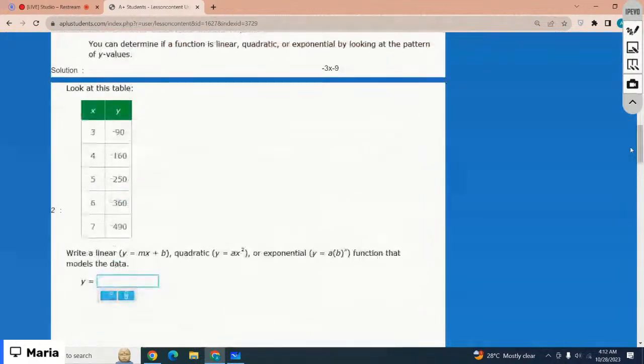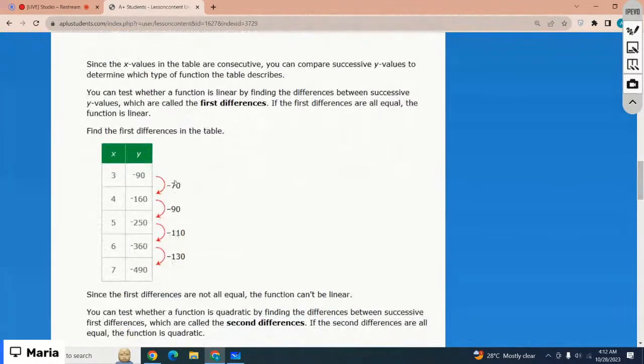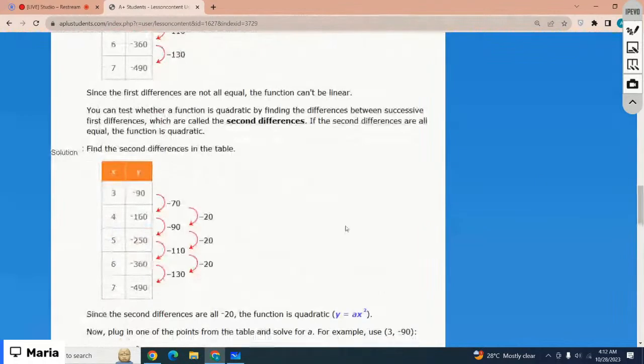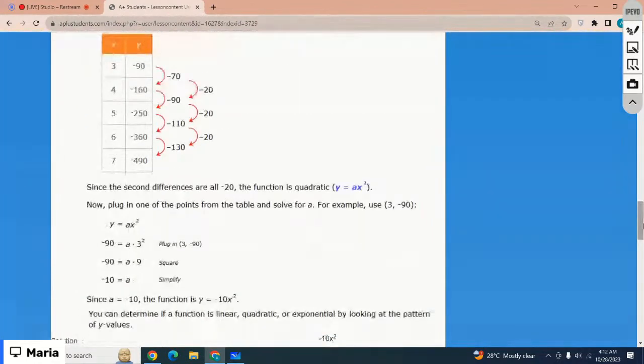Okay, look at the second example. Look at the table, right? So here they evaluated the first differences. The first differences are not the same, right? Now we're going to calculate the second differences to see if the function is quadratic. Okay, you can see the second differences are the same. So that means the function is quadratic. For the quadratic function, the equation is y equals ax squared. Use any pair of values from the table and calculate the value of a. So a equals -10. So the equation is y equals -10x squared, right?